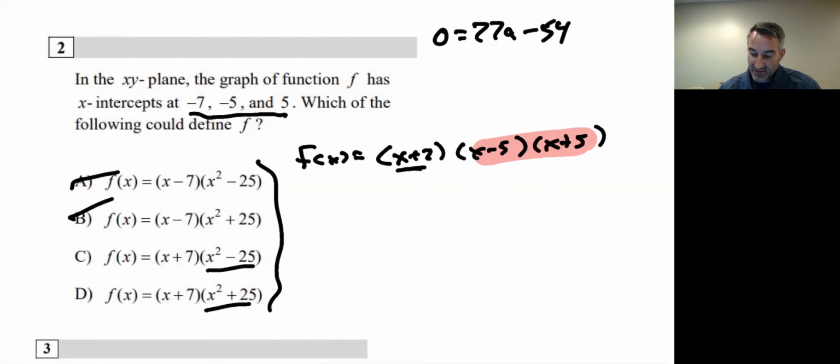Now I notice, look, they're the exact same with different signs. One's positive and one's negative. So for me, the middle will cancel. All I really have to do is multiply x times x and negative 5 times 5. And then that'll give you your answer.